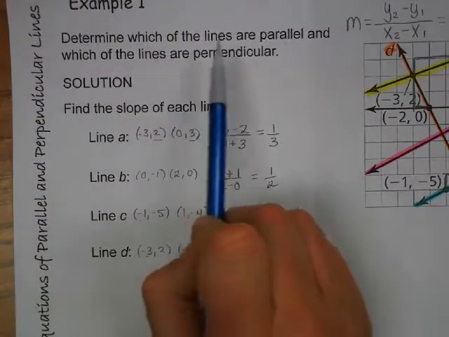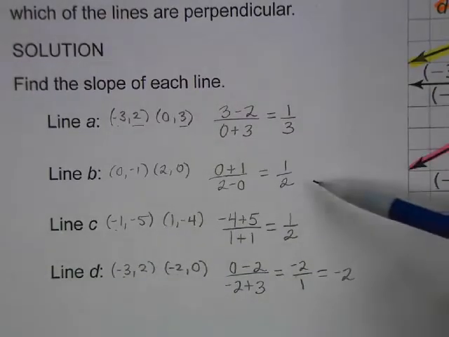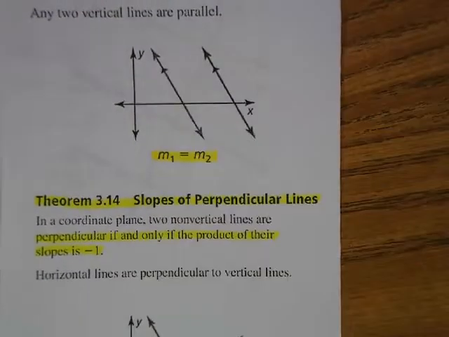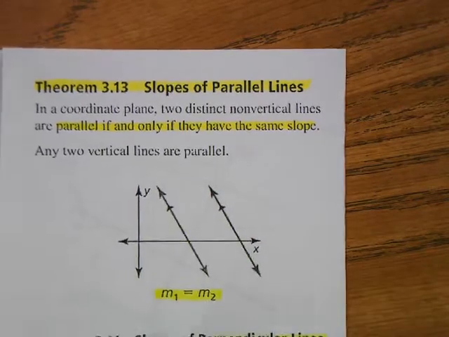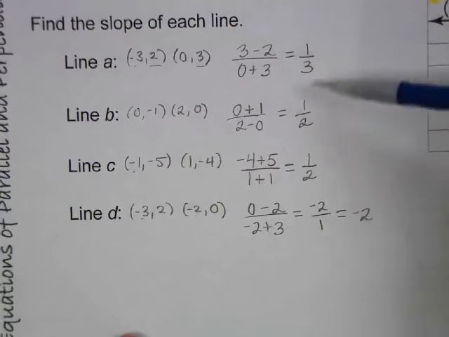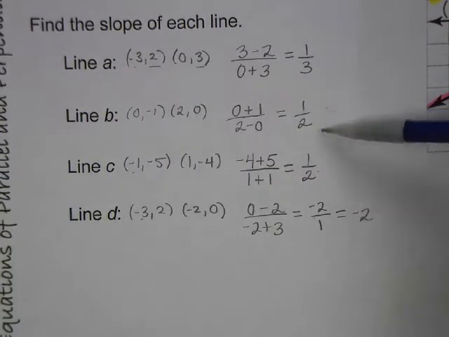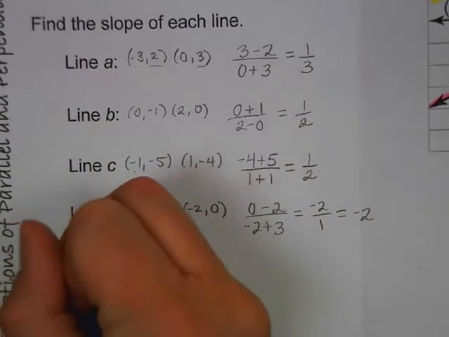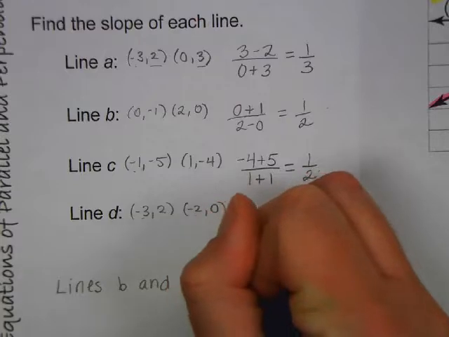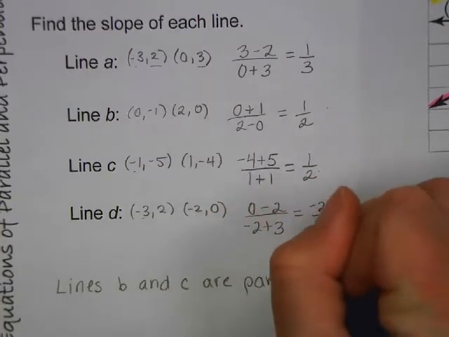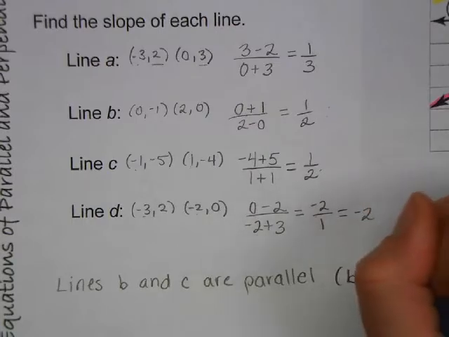Now we have to determine which lines are parallel and which lines are perpendicular. Remember, based off of Theorem 313, parallel lines have the same slope. Looking at my slopes, I could determine that line B is parallel to line C because they have the same slope of 1/2. So lines B and C are parallel. And if you wish to do so, you could use the symbols that you've learned: B is parallel to C.